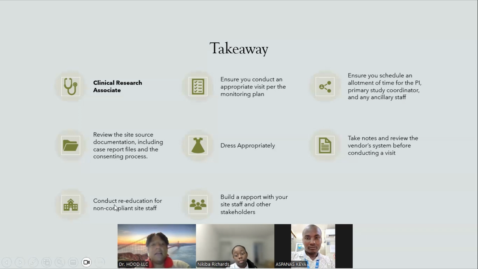So just like the site staff should perform re-education to the participant, we need to perform re-education to non-compliant site staff. How I document my re-education: I have a verbal discussion with the person or persons that need to be in that re-education. Then I summarize my discussion in an email, and I send it to everybody who is tasked to that particular task.